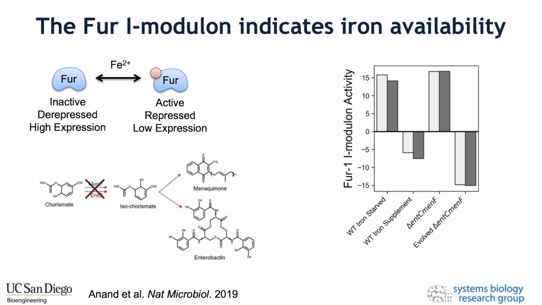However, when we evolve it in our adaptive laboratory evolution machine, we find a pseudogene that encodes an elemental iron transporter is actually repaired. This transporter now uptakes even more iron than before, exhibiting a very low FUR1 iModulon activity. This means that the genes in the FUR iModulon are very lowly expressed, as would be expected when FUR is active and bound by iron.